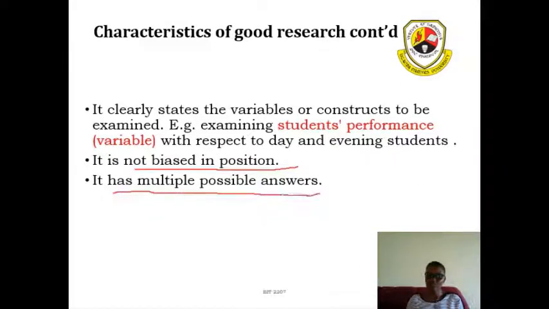Research will also have multiple answers. You may be expecting one answer. When you go to the field to do your research, you find another answer. Be ready to take on those answers and reflect them in your research.